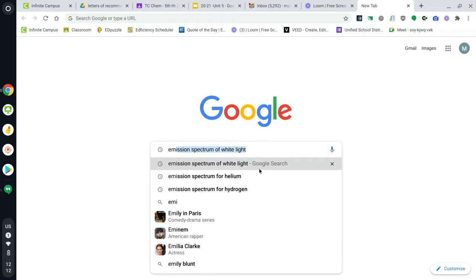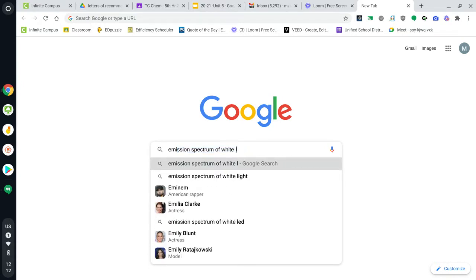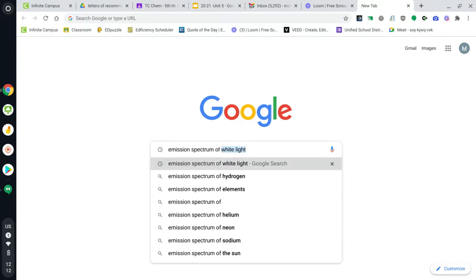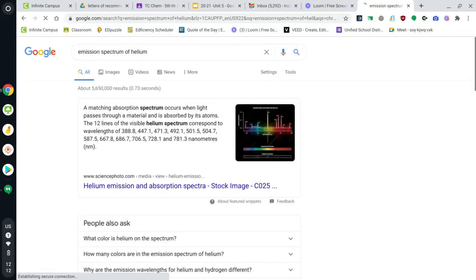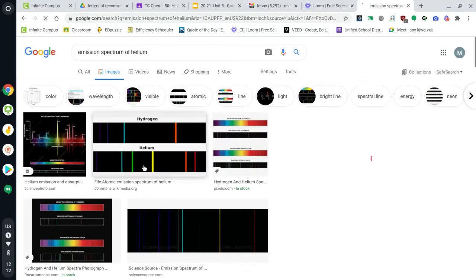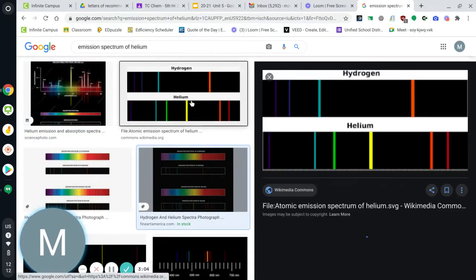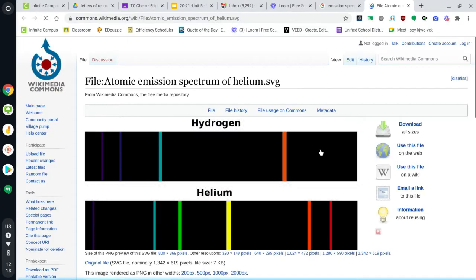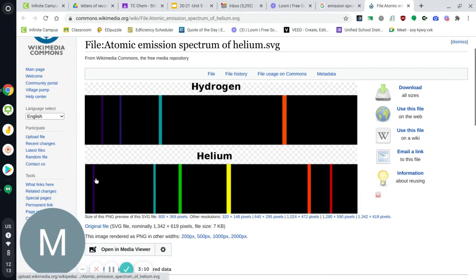Emission spectrum of, let's go helium. That's one of the ones that we were looking at. Okay, so let's take a look at this guy. If I were to look at the emission spectrum here of helium, hydrogen's up at the top, but helium's down here, I see these specific colors of lines, and I see these black areas, okay? So this is what we mean. This is called an element's emission spectrum.